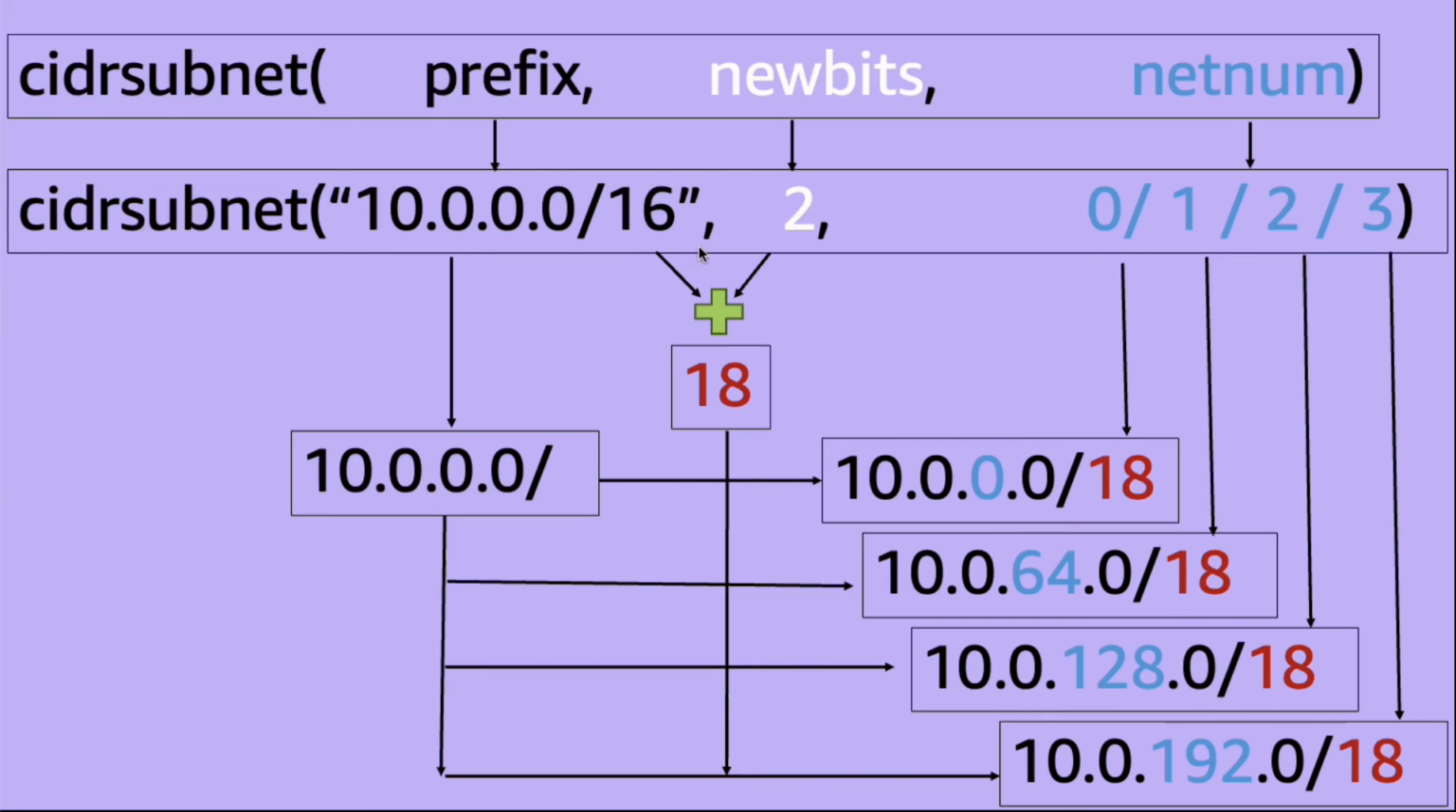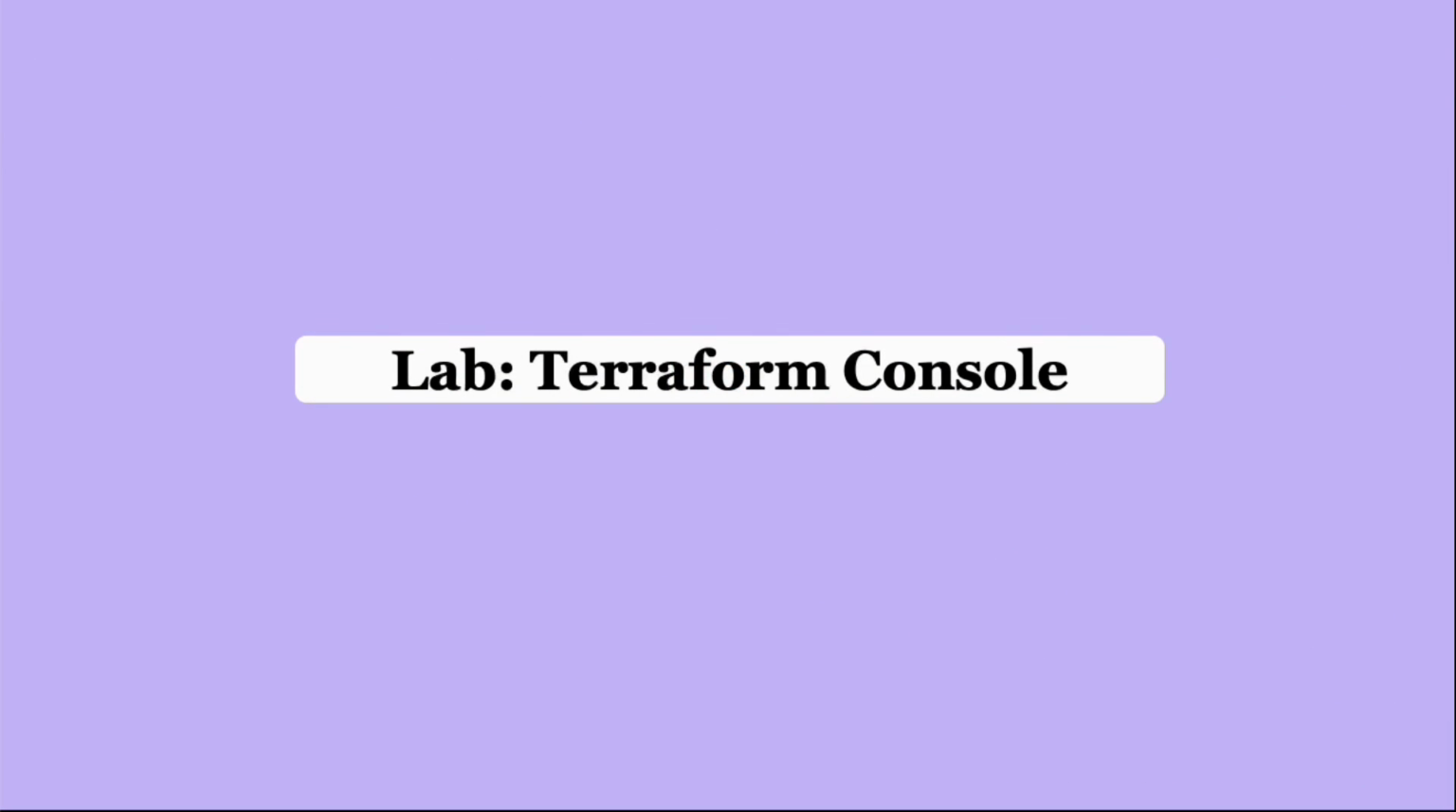Just to remember, first we add the newbits value to the initial CIDR size, which is 16. This is the subnet size we are creating, and the netnum is the index, the nth subnet from the given base prefix. Since the value of newbits is 2, 2 to the power of 2 is 4, so netnum cannot be more than 3, because it has to be below 4. So only 4 values. If I give 4 here as the netnum, this function will fail. This is what we will see in the lab. So let us proceed to the lab using the Terraform console.